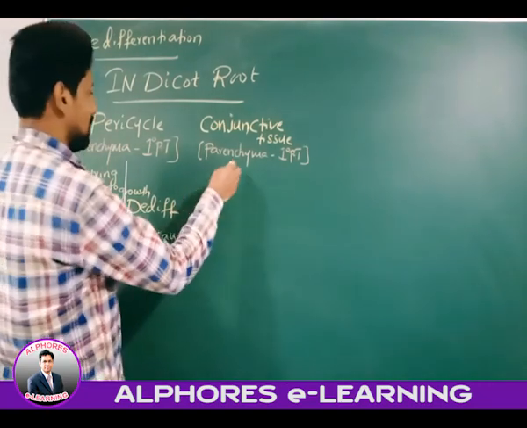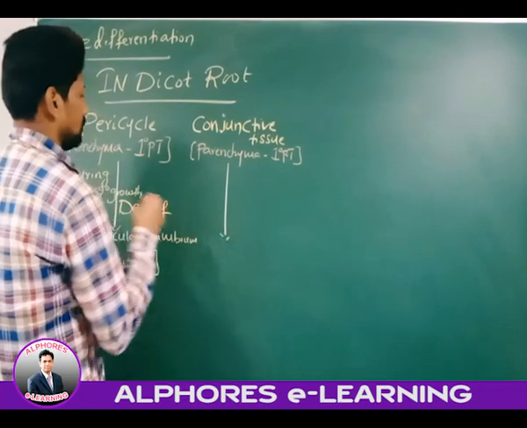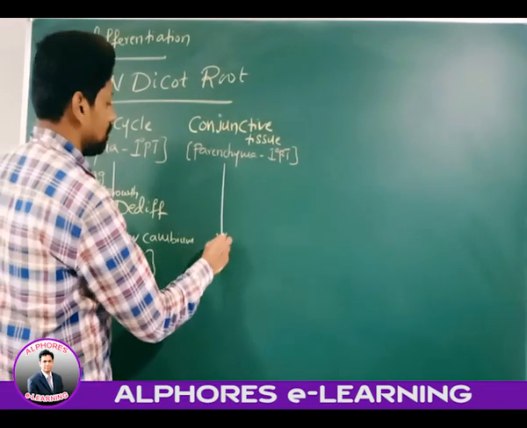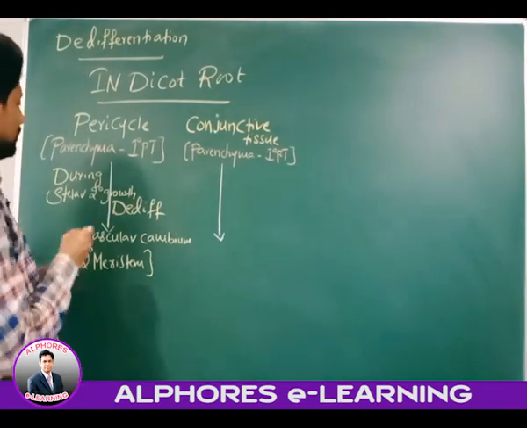Right. Take conjunctive tissue. Conjunctive tissue is made up of what? Parenchyma.